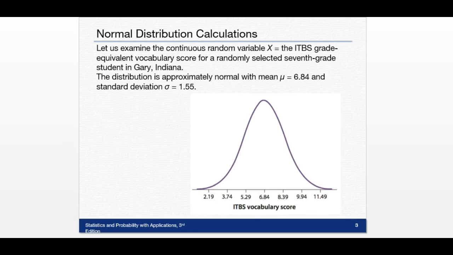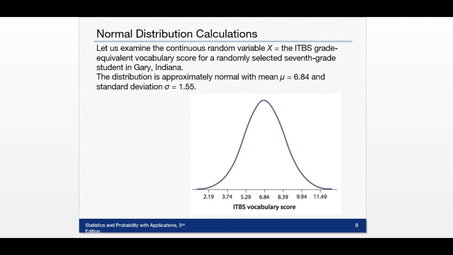All right, so this slide is giving you the context for the problems we're going to model for you. It says, let us examine the continuous random variable x, which is the ITBS grade equivalent vocabulary score for a randomly selected 7th grade student in Gary, Indiana. It's approximately normal with a mean of 6.84 and a standard deviation of 1.55.